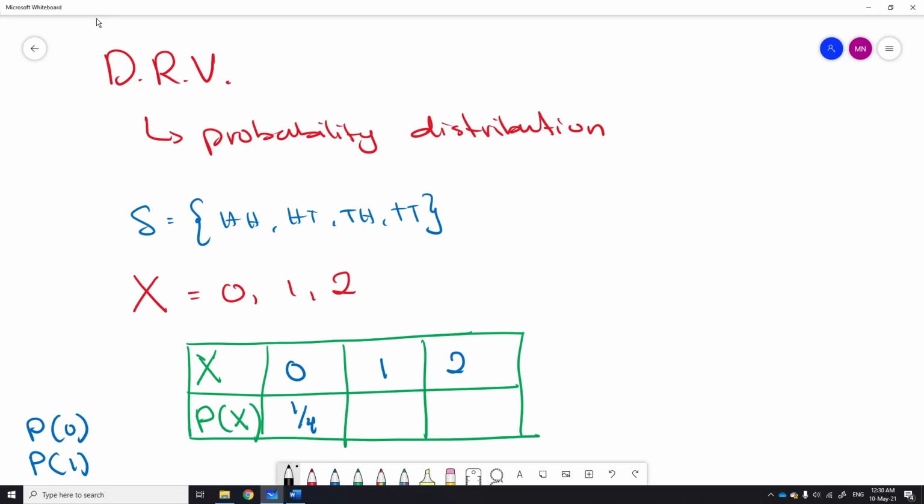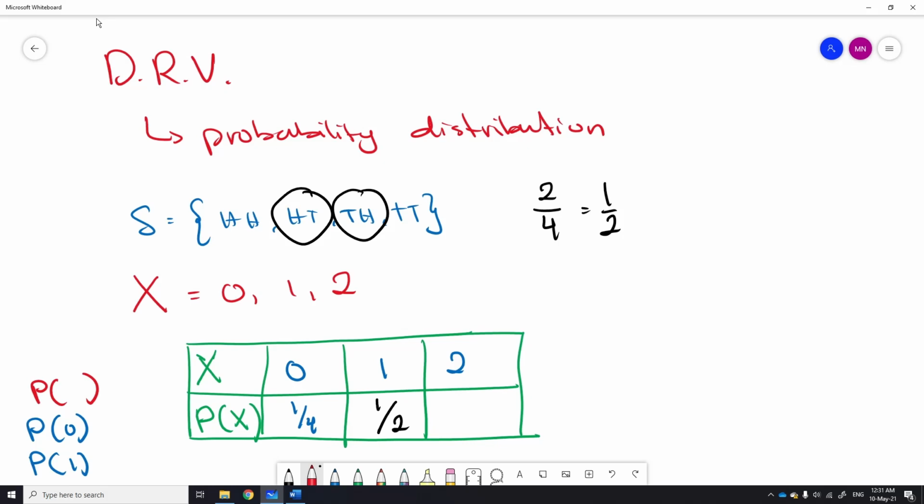Then for x equal to 1, the probability means only one head appears. This represents these two outcomes, which is 2 over 4. That means 1 over 2, so the probability written here should be 1 over 2. And then for x equal to 2, the probability where 2 heads appear has only one outcome, so that is 1 over 4. So this is the probability distribution table.